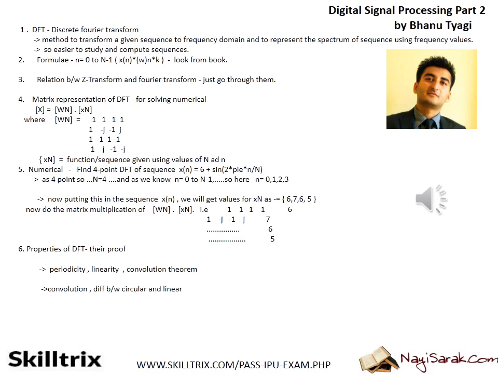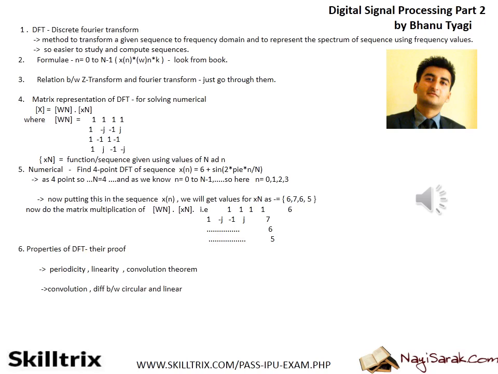Subsequently, the value of small n will be 0 to N minus 1, so it will be 0 to 3. So small n will be 0, 1, 2, 3. Now we will solve the given sequence x(n), putting the values of capital N as 4 and small n as 0, 1, 2 and 3. Putting these values, we get the values of x(n) as 6, 7, 6, 5. So we have got both the matrix W_N as well as x(n). Now we just have to do the matrix multiplication, and by matrix multiplication we will get our sequence.